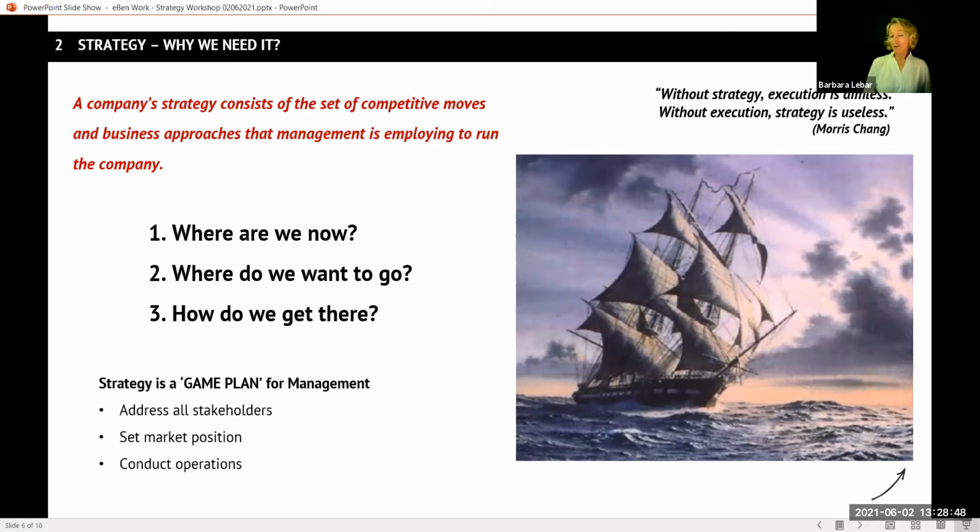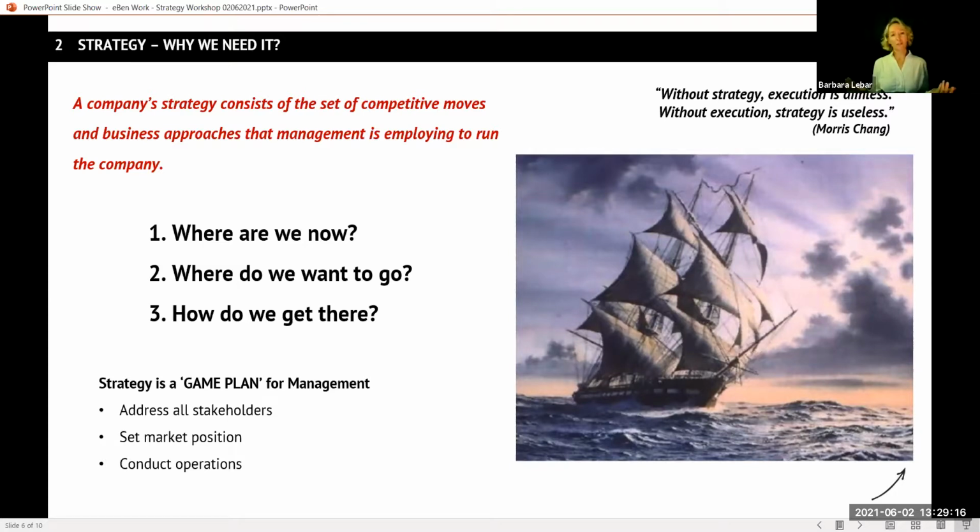And the strategy, we can also consider it like playing a certain game. If you think about football, recently there was the UEFA final match. So it's like we need to have a game plan. There need to be certain guidelines. Where are we playing our game? So strategy is also like a game plan for the management.